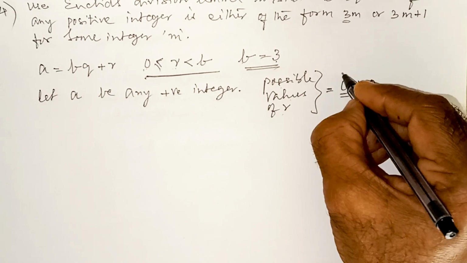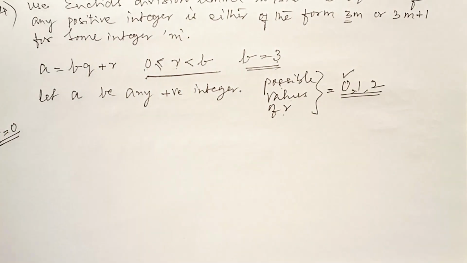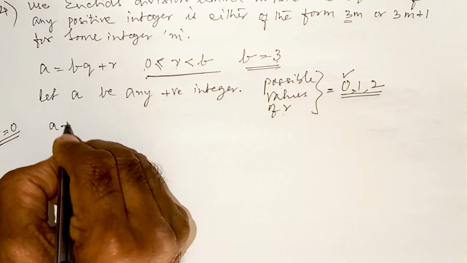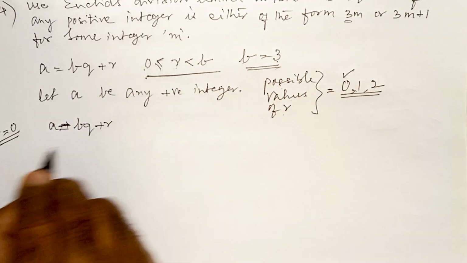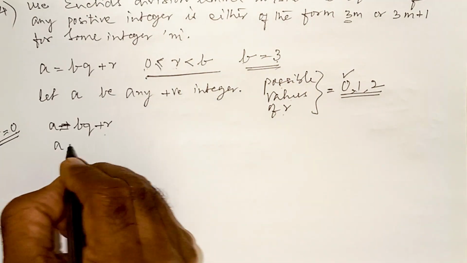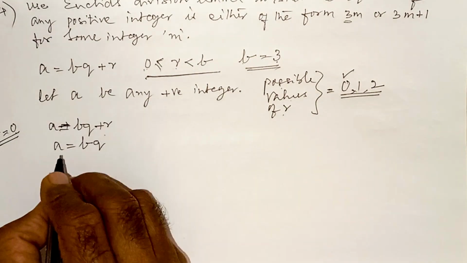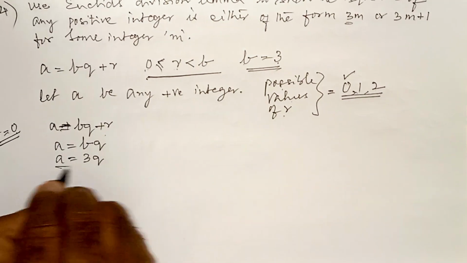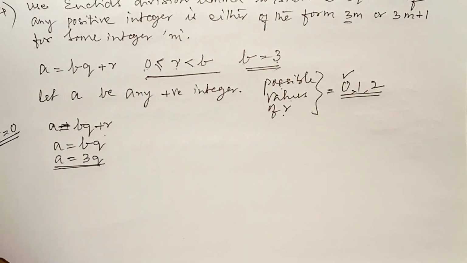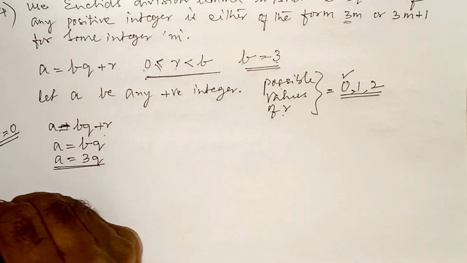To start with, we take r as 0. Take a equals bq plus r. Now put 0 here, it becomes a equals bq. Now the value of b is 3, therefore a will be equal to 3q. This is number 1. What you have to do now is square both sides.